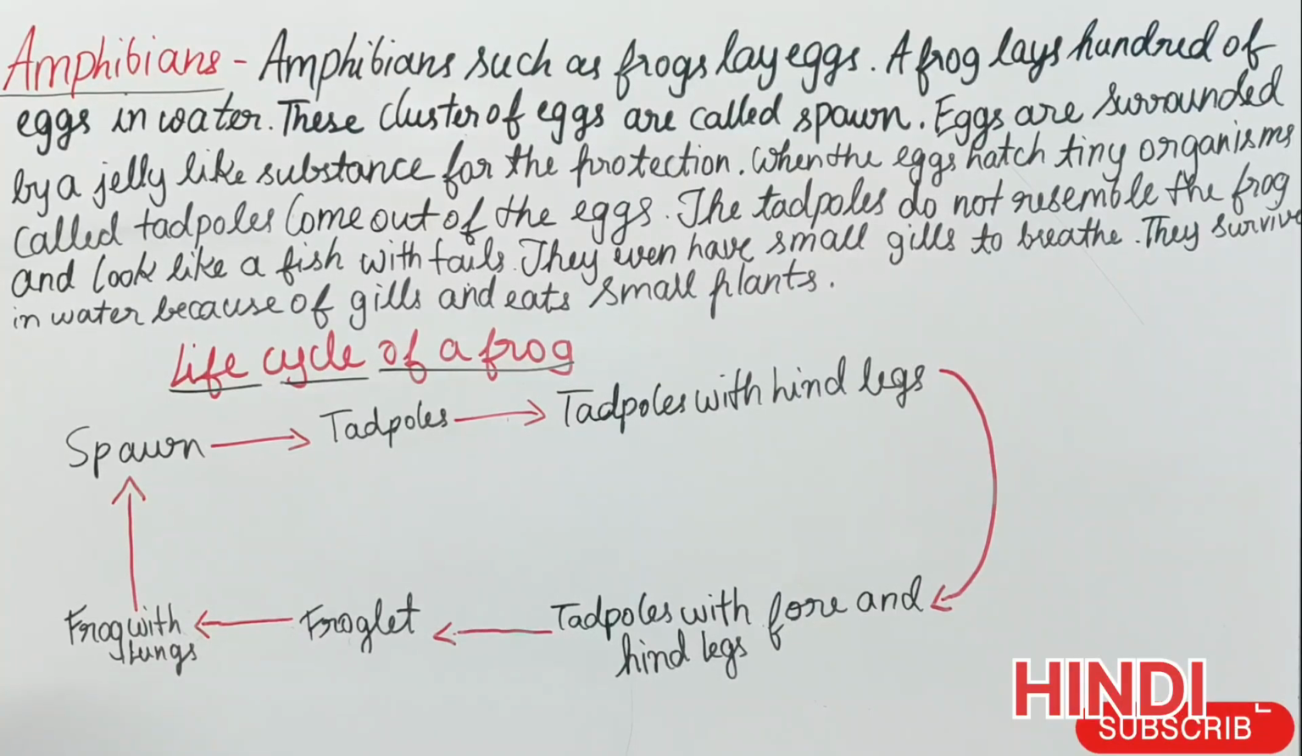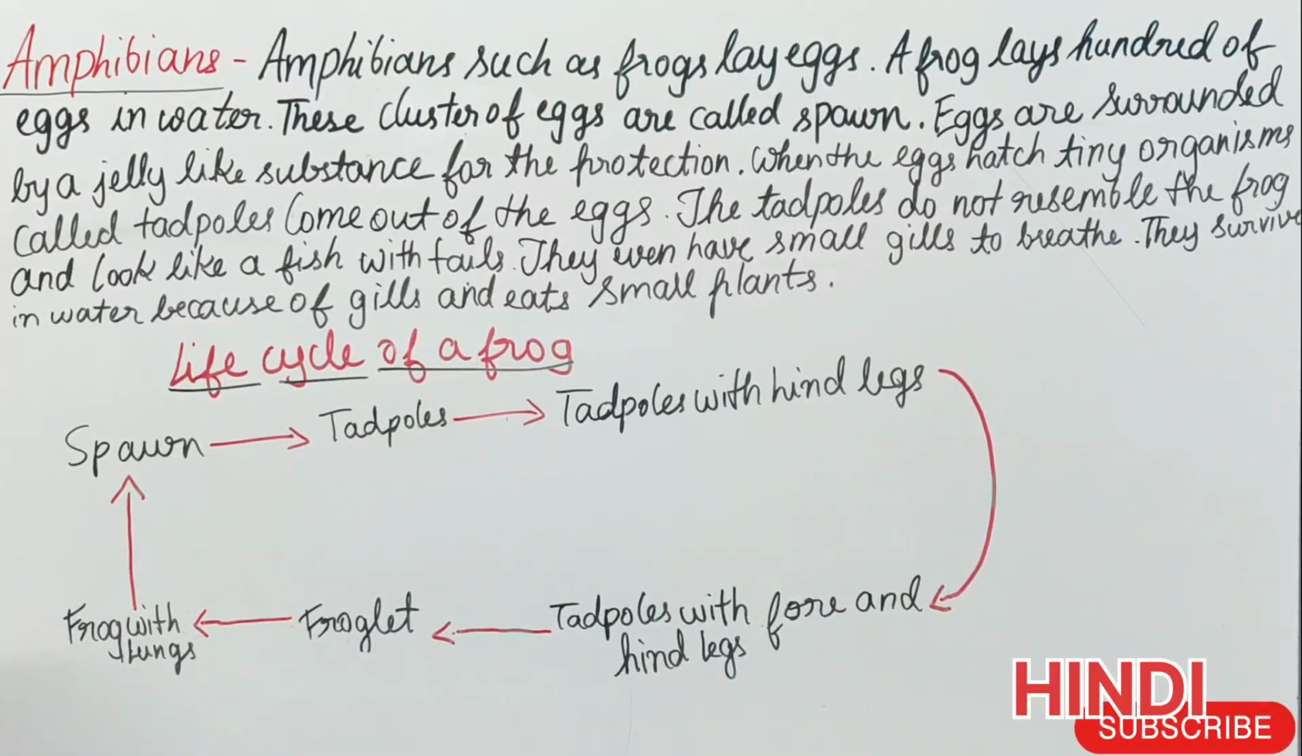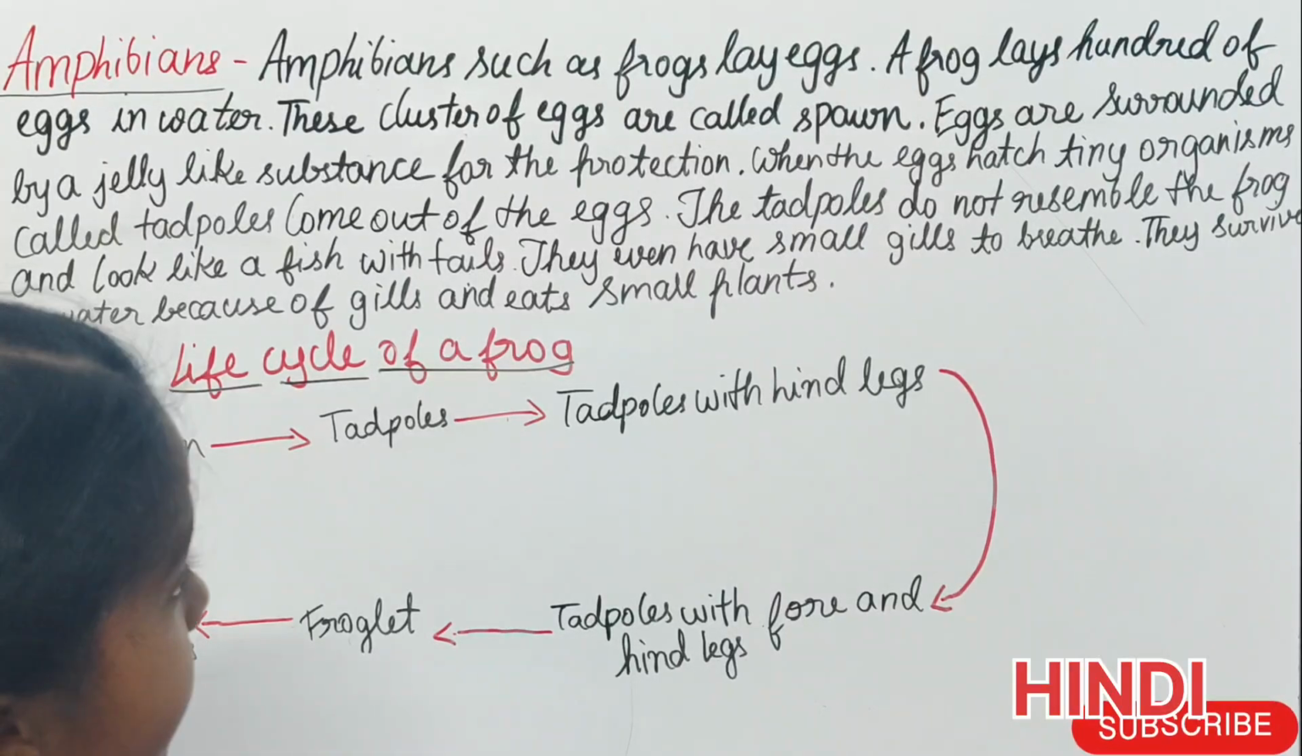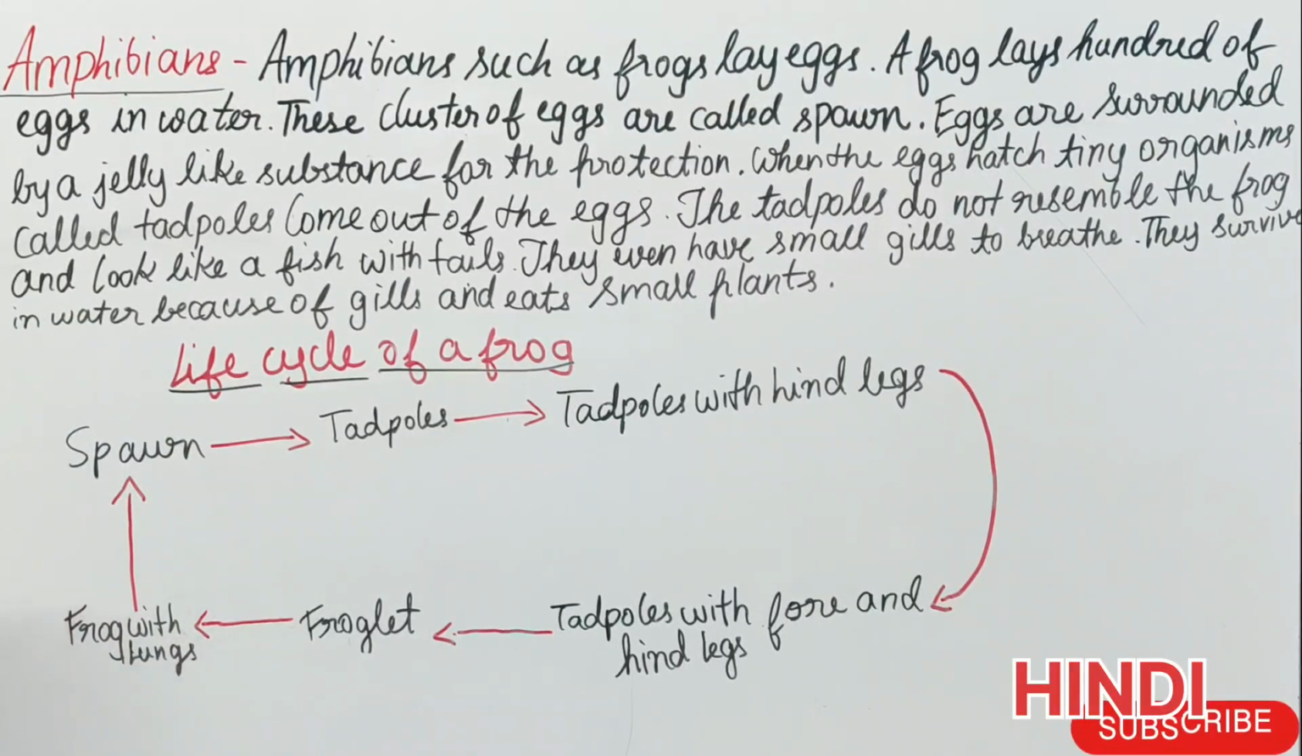Eggs are surrounded by a jelly-like substance. जो eggs होते हैं उसके वो surrounded है jelly जैसे एक substance से, क्योंकि उन्हें protection चाहिए. Okay? When the eggs hatch, tiny organisms called tadpoles come out of the egg. जब अंडा टूटता है उससे छोटे छोटे organisms tadpoles उसे बोलते हैं, वो आते हैं बाहर, ठीक है.